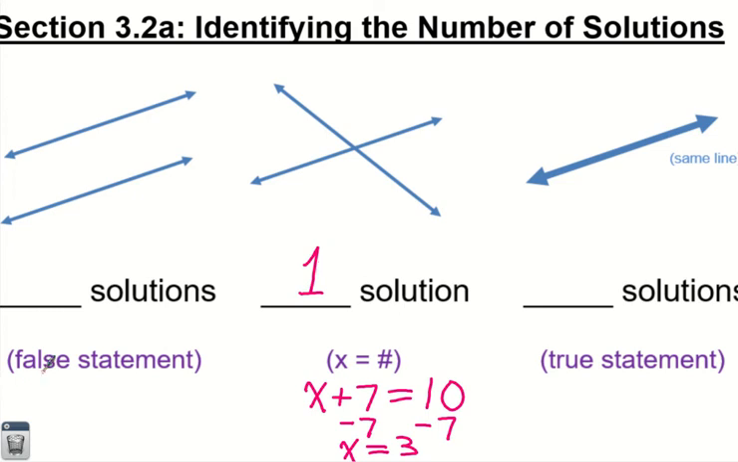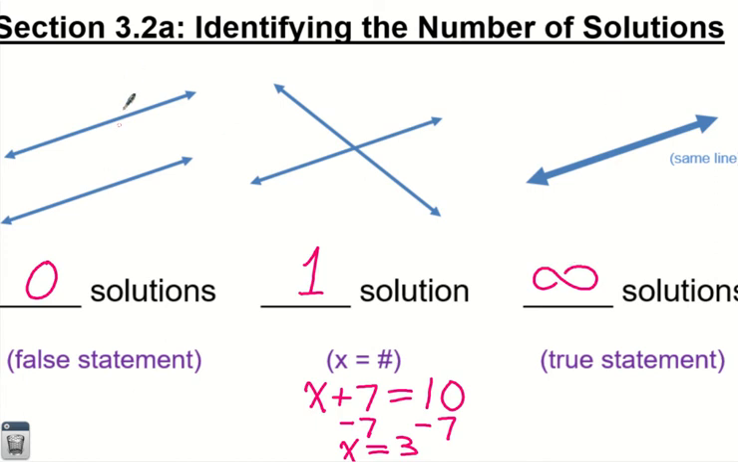If you end up with a false statement, and you'll see what I mean shortly, that means there's actually 0 solutions. There's no solution at all. That is possible. And if you end up with a true statement, and you'll see what that means shortly, there's actually an infinite number of solutions. There's infinity solutions, an endless number of solutions. So that's another situation that can happen.